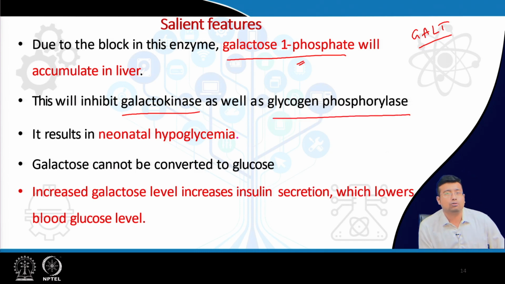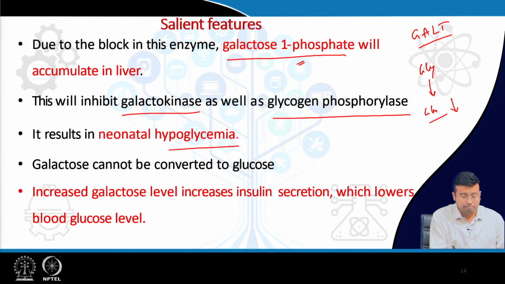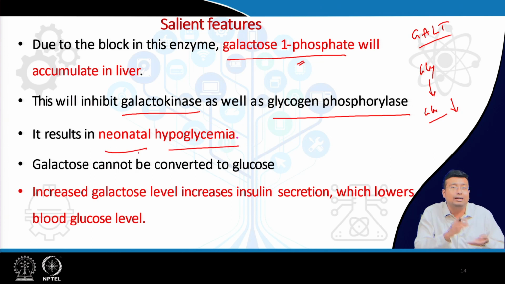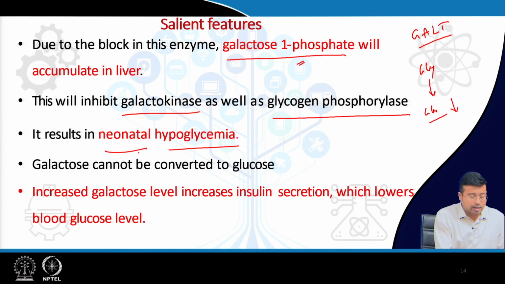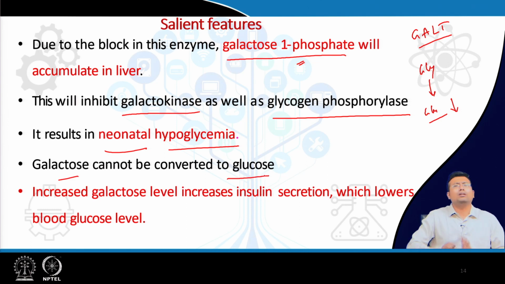You remember what the role of glycogen phosphorylase is? Glycogen phosphorylase is an enzyme of glycogen breakdown, glycogenolysis. It helps in production of glucose from glycogen. So, if glycogen phosphorylase is inhibited, there will be less and less glucose, and that will lead to hypoglycemia. Since it is a disease of neonates, or newborn babies, it leads to neonatal hypoglycemia, and galactose cannot be converted to glucose.